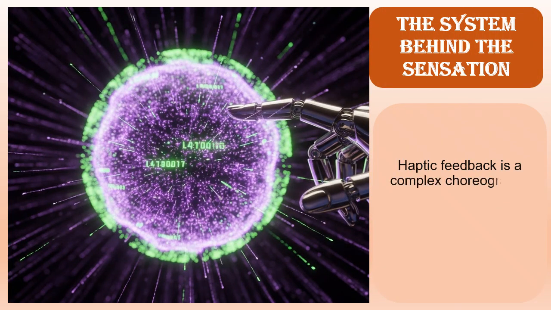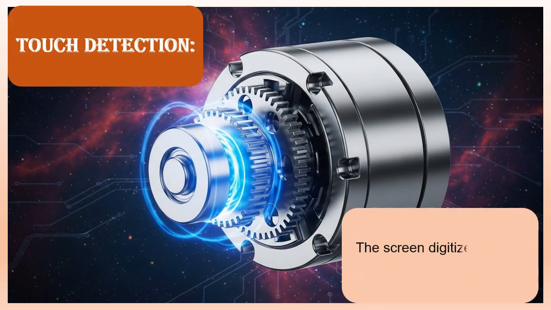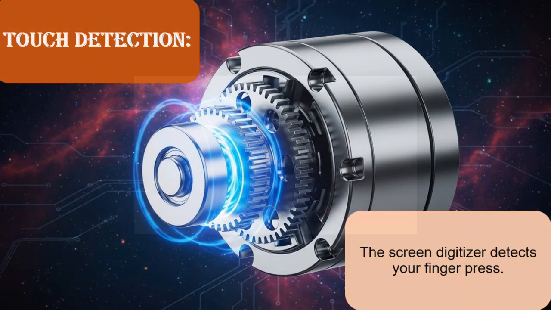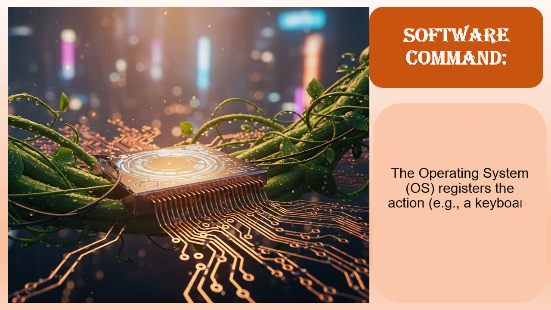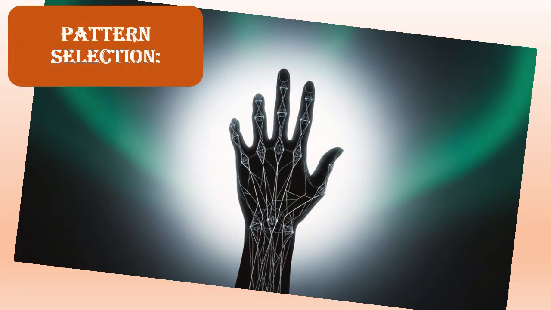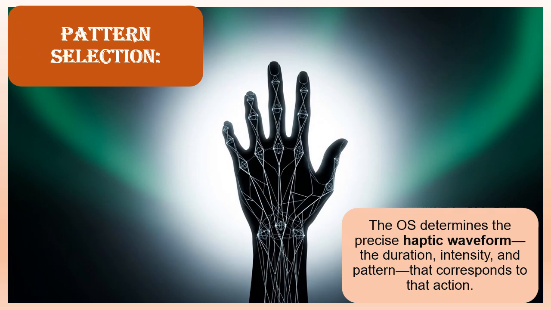The system behind the sensation. Haptic feedback is a complex choreography between the phone's hardware and software. The process happens in milliseconds. Touch detection. The screen digitizer detects your finger press. Software command. The operating system, OS, registers the action, e.g., a keyboard press, a scroll stop, or a navigation button tap. Pattern selection. The OS determines the precise haptic waveform, the duration, intensity, and pattern that corresponds to that action.